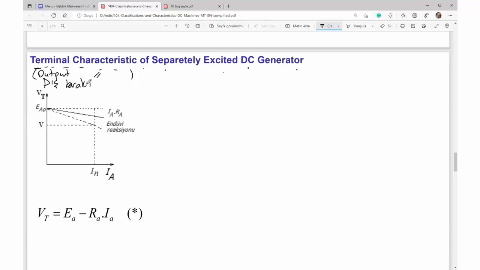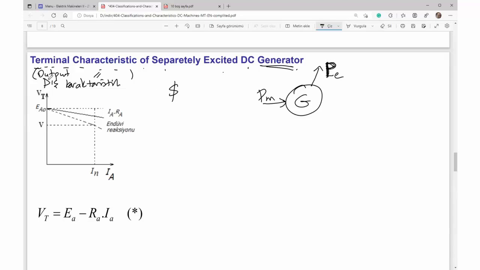It is the most important characteristic, in fact, because we choose machines with respect to their performance. And terminal characteristic shows us the performance of the machine. For example, if it is a generator, you know, a generator generates electric power. It converts mechanical power into electric power by using magnetic fields. That is the output, electric power.